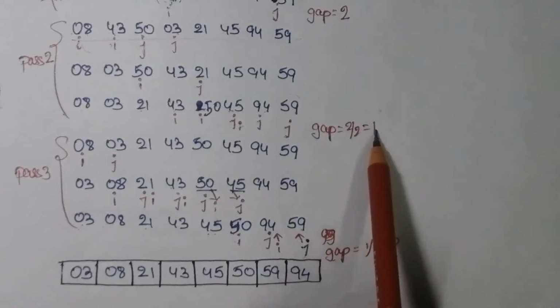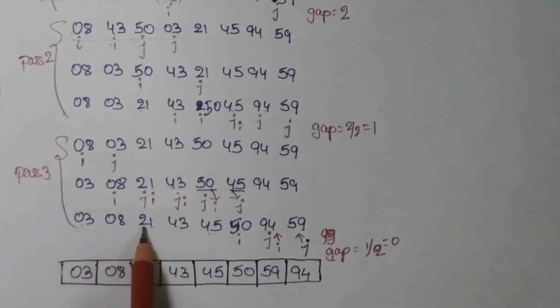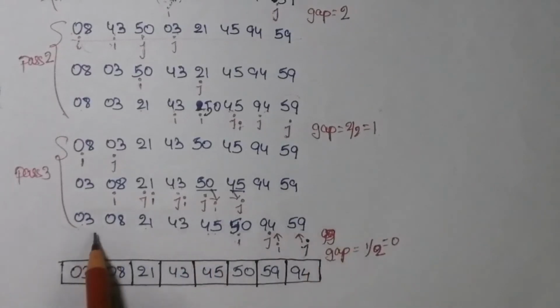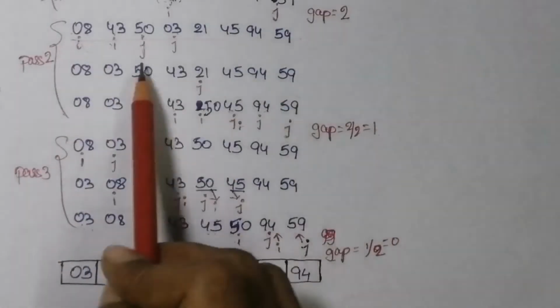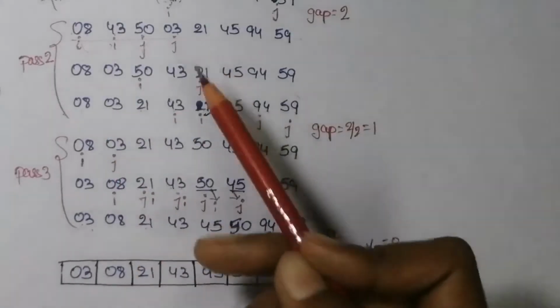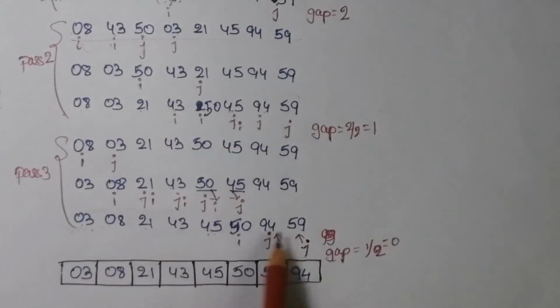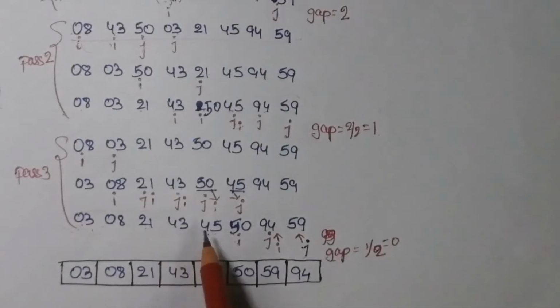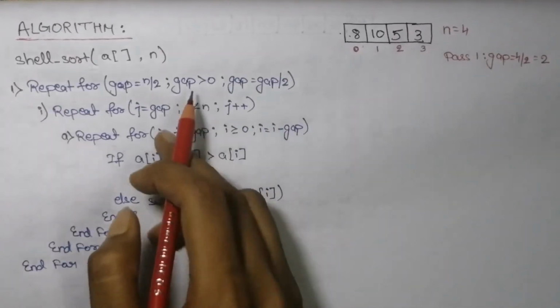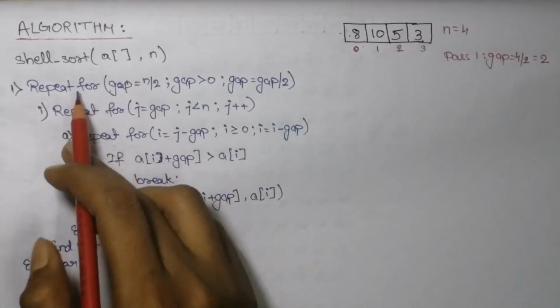See here, when gap equals to 1, then these comparisons were the same comparisons as we have done in the insertion sort. All the adjacent elements were compared. But what's happening here? Here, very few comparisons are occurring as we have already sorted most of the elements in the previous passes. So here fewer comparisons are occurring, and that is why it is more efficient than the insertion sort program. Now let's discuss the algorithm for this shell sort.